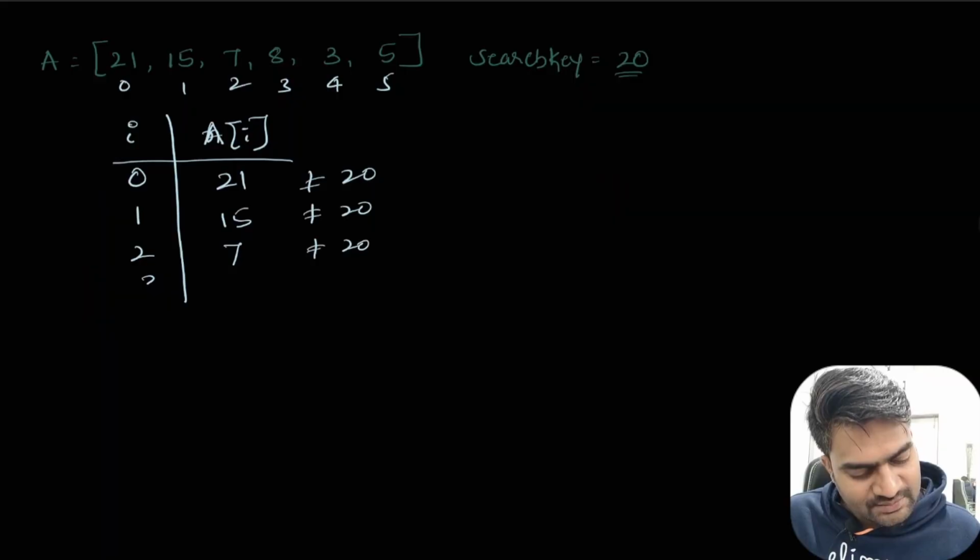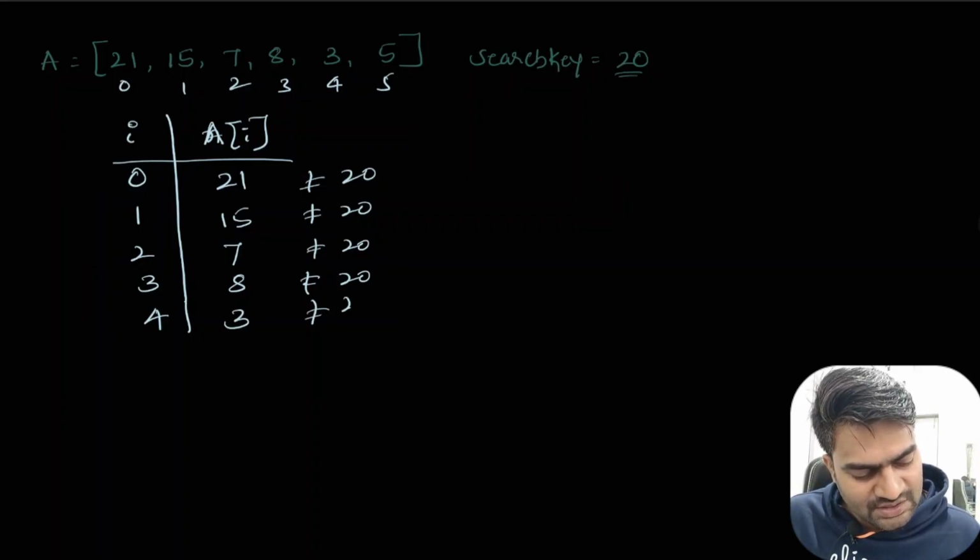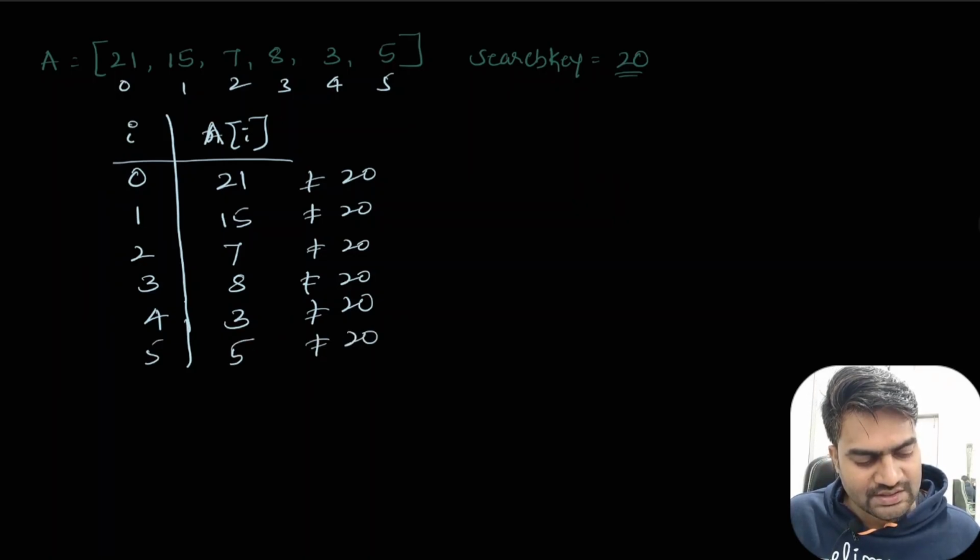Now I gets incremented. It is 3. Now element a of I is 8. It is again not equal to 20. So it will move forward. So I will be 4. Element is 3. Again not equal to 20. I will be 5. Element is 5. Again it is not equal to 20. Now it exhausted the array.